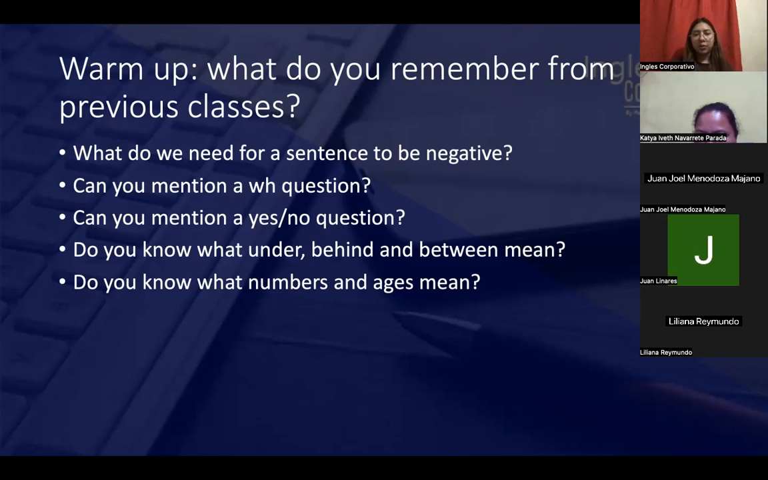So here we have the last question. Do you know what numbers and ages mean? ¿Sabes lo que significan numbers and ages? Numbers and ages. Números y edades. Exactly. Yes, thank you. Numbers and ages is the topic for today. So thank you so much for this warm-up activity.